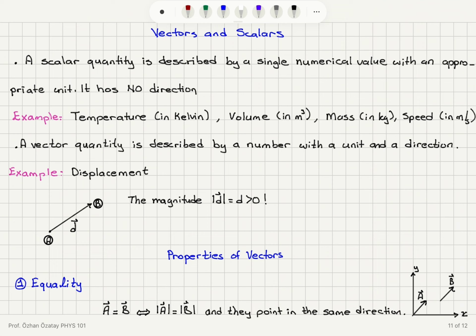Okay, so when we talk about physical quantities, depending on whether they have a direction associated with them or not, we call them vectors or scalars. Now, a scalar quantity is described by a single numerical value with an appropriate unit. It has an appropriate dimension, but it has no direction.